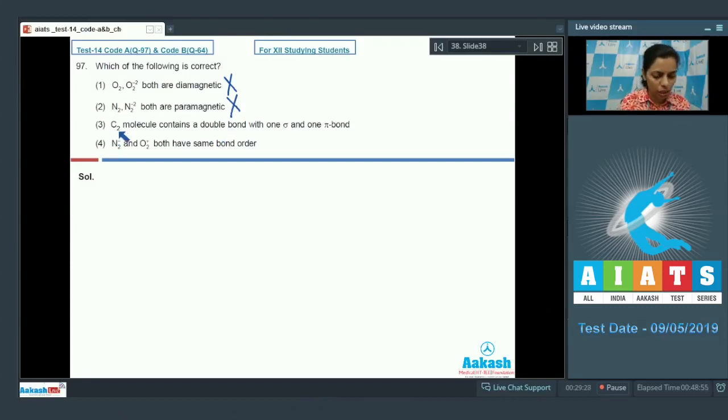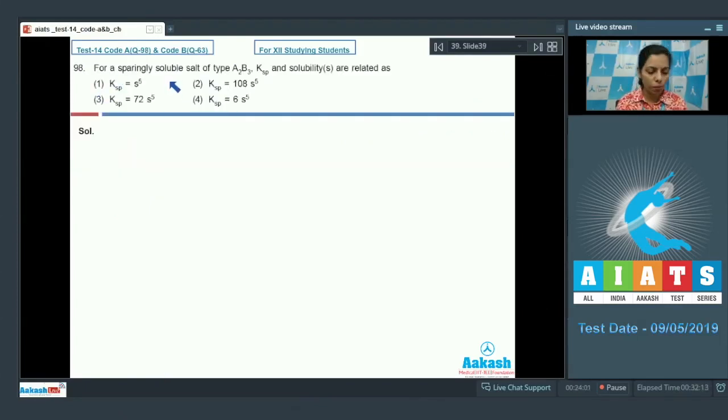After that, third statement, C2 molecule contains a double bond. Yes, it contains a double bond, but with 1 sigma and 1 pi bond. This is incorrect. Both the bonds present in the C2 molecule are pi bonds, not 1 sigma, 1 pi. Now the last statement, N2 negative and O2 positive both have the same bond order. Yes, in both cases the bond order is 2.5, which you can obtain with the help of molecular orbital theory. This is the correct statement, and on that basis the correct answer is option 4.